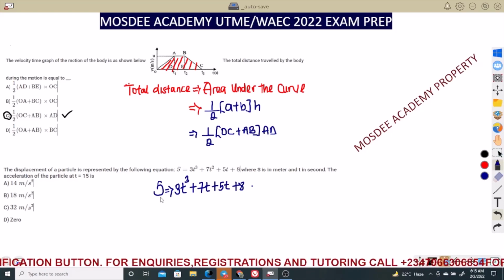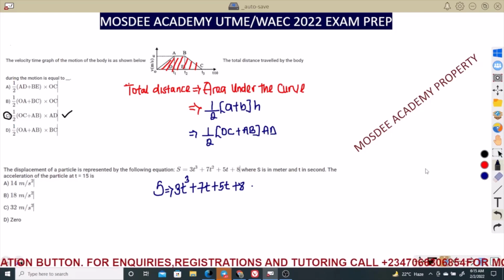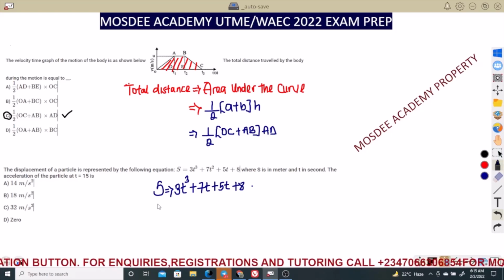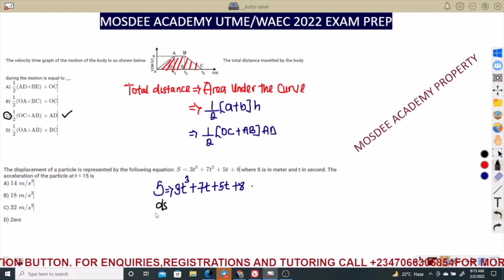Like I told you, UTME has actually changed the question pattern, and what I am doing is to help students get their desired score. So here directly, my dear students, we have to differentiate first. If we differentiate s with respect to t, we are going to have velocity.